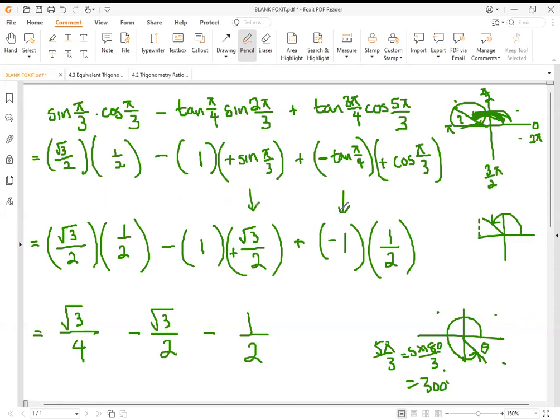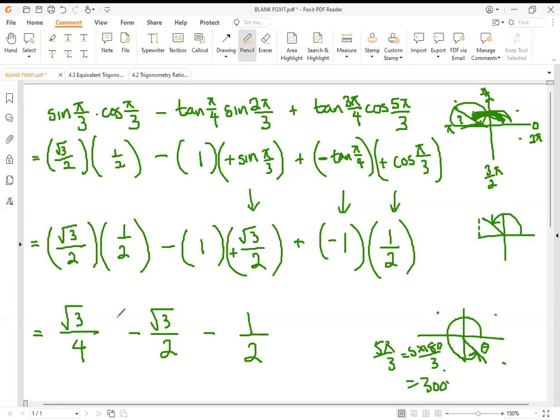Convert, convert, convert. I'm ready to simplify. So this is a long question. Why is this a long question? Number one, you're going to have to use CAST rule. And once you use CAST rule, you're going to have to use special triangles. Lots of steps. A question like that could easily be 2 or probably 3 marks.